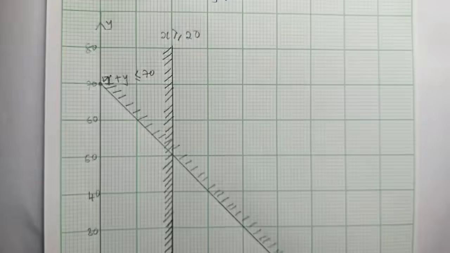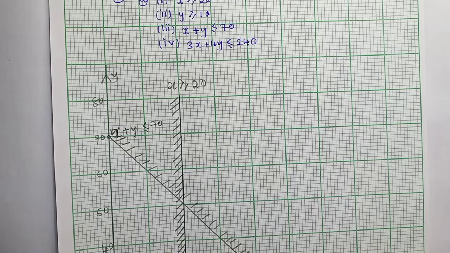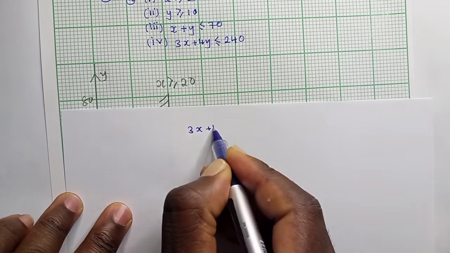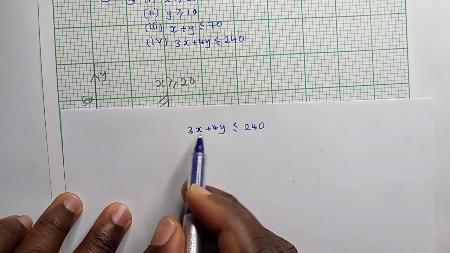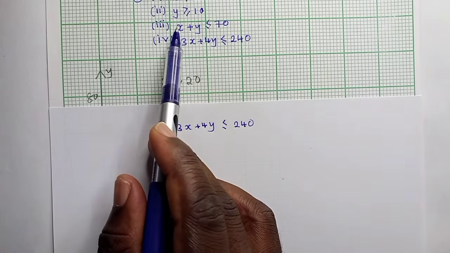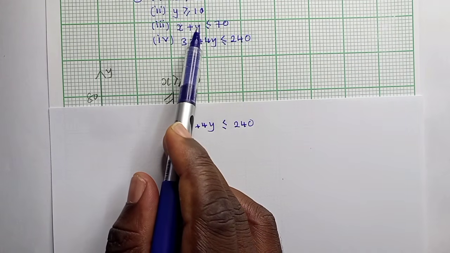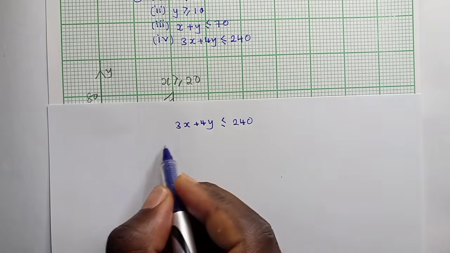Lastly, we come to this inequality in terms of shading. Okay, so here we need to do a little bit of some calculations. So this one, 3x plus 4y is less or equal to 240. Because here, if you can see nicely, the coefficient here is a 1 and it's a 1. That's why we're just saying directly x is equal to 0 or y is equal to 0 and do the calculations. But for this one, we need to do a little bit of some work.